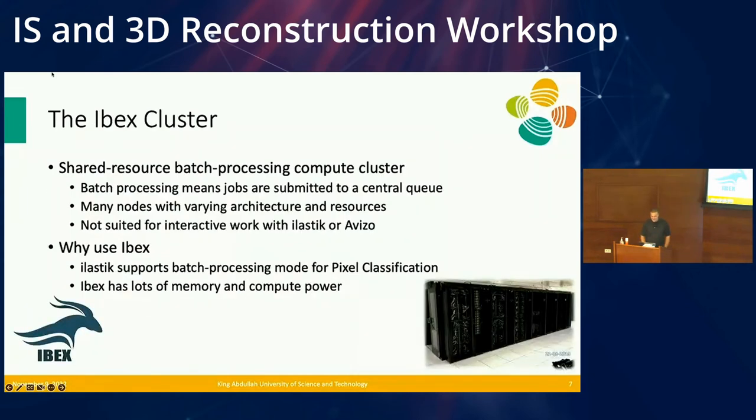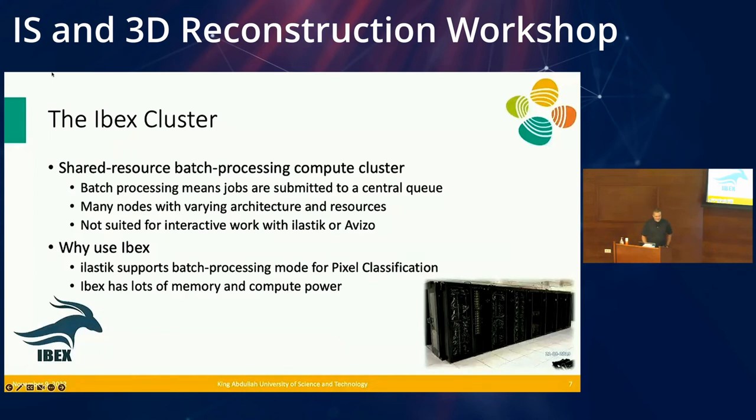The last option is the IBEX cluster. This is a shared resource batch processing compute cluster here on campus, if you haven't used it before. Batch processing means that our jobs are submitted to a central queue, and then all the different nodes pick up those jobs and run them. There are a lot of different nodes in this system, with many varying types of architecture and a lot of different resources. We have CPU nodes, we have GPU nodes, and all different kinds of CPUs and GPUs.